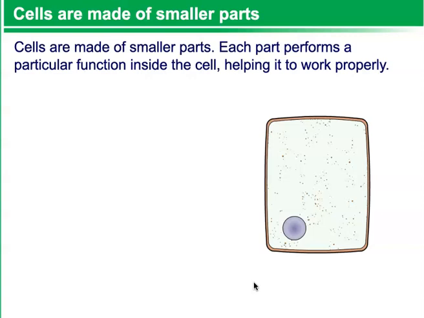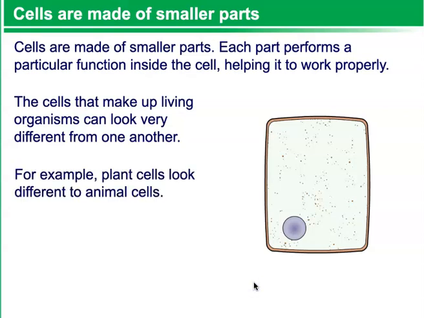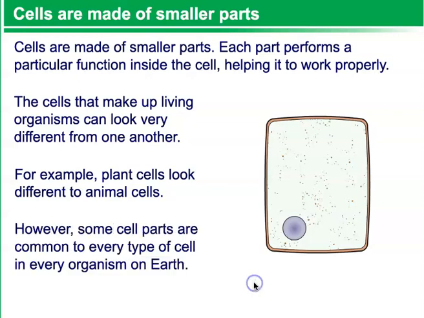Cells are also made up of smaller parts. Each part performs a particular function inside the cell, helping it to work properly. The cells that make up living organisms can look very different from one another. For example, plant cells look different than animal cells. However, some cell parts are common to every type of cell in every organism on our planet.